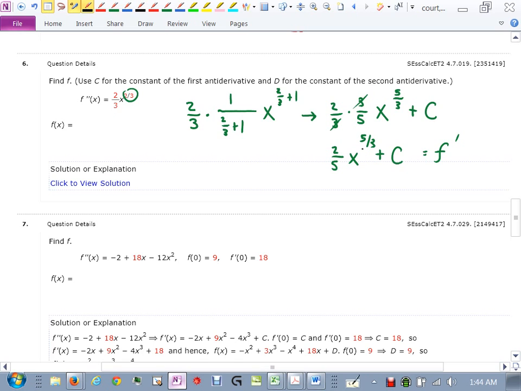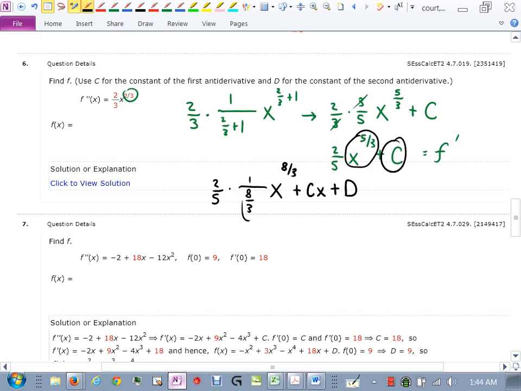So I will take the 2/5, put it out front. Now I do power rule on this. So that's times 1 over 5/3 plus 1 is 8/3. X to the 8/3 plus the antiderivative of a constant is the constant times x, and then plus our constant of integration d.